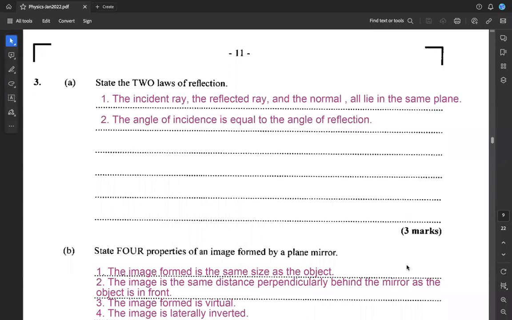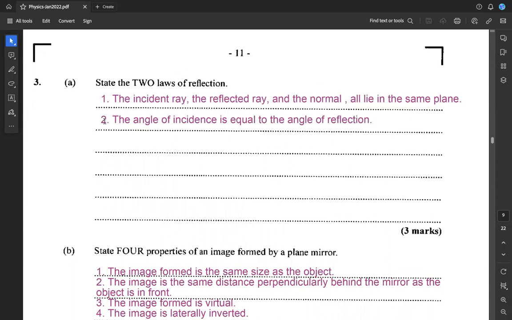Okay, everyone, let's do question 3 from the January 22 CSEC Physics Paper 2. The first question in part A is asking us to state the two laws of reflection. The first one is that the incident ray, the reflected ray, and the normal all lie in the same plane. So that's our first law of reflection.